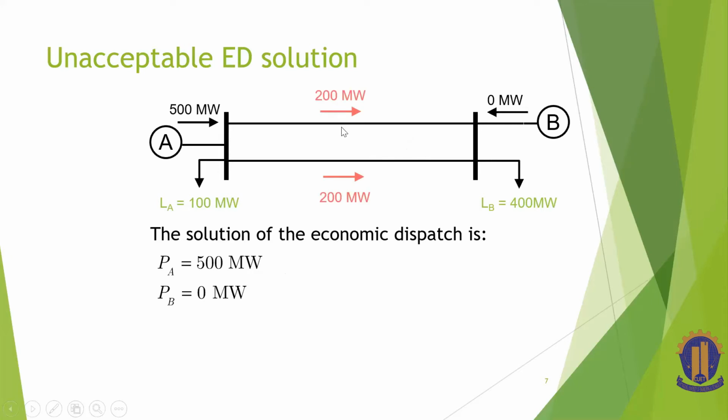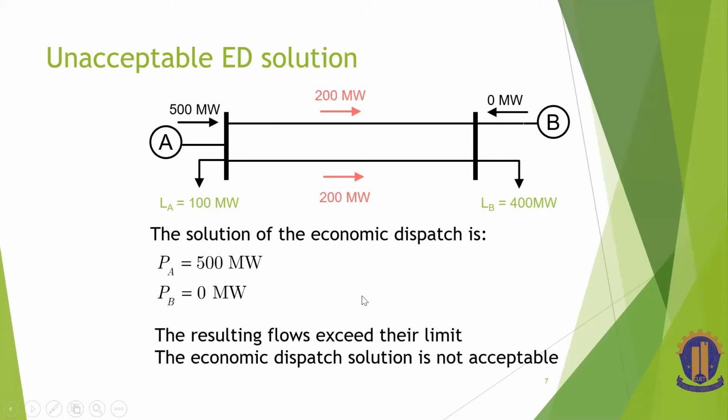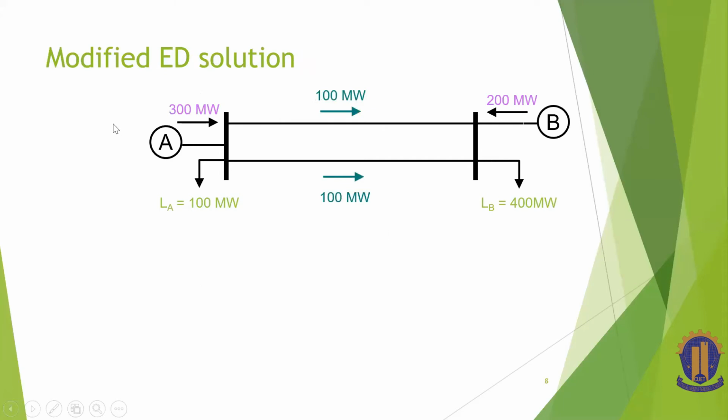And this actually violates the limit, exceeding the maximum power transfer limit. We said that 100 megawatt is the maximum limit of this transmission line. So this solution is unacceptable. The economic dispatch solution is economically okay, but if you consider the transmission line, it is not acceptable. So we have to modify the solution.